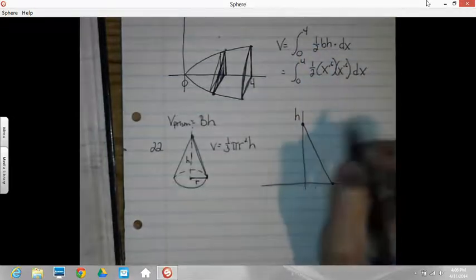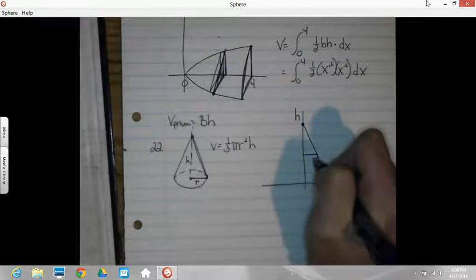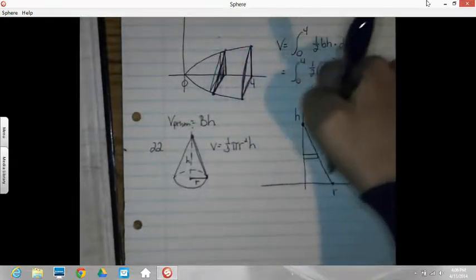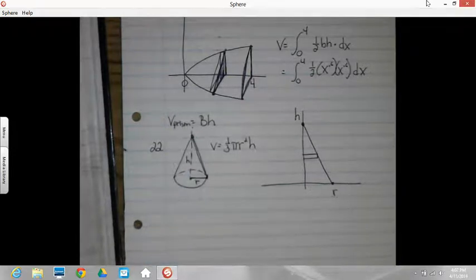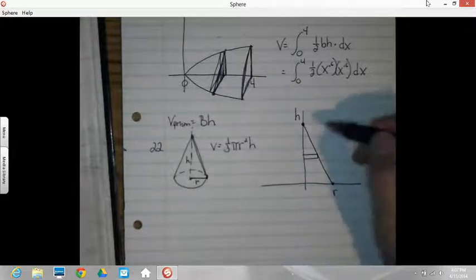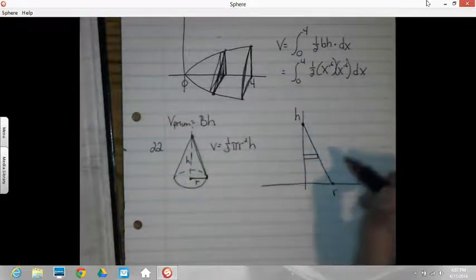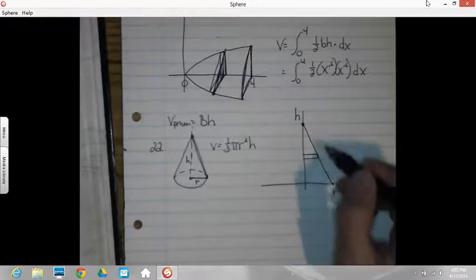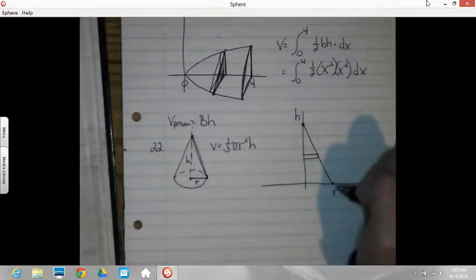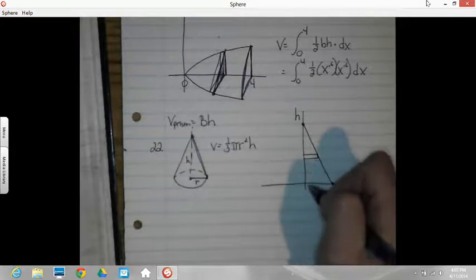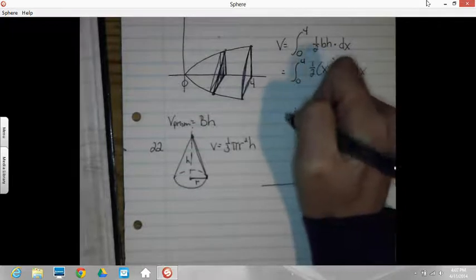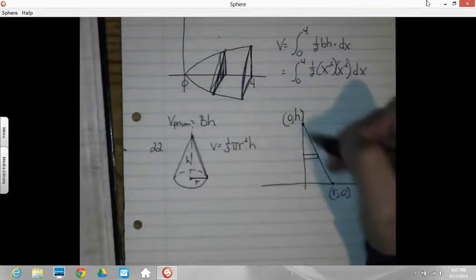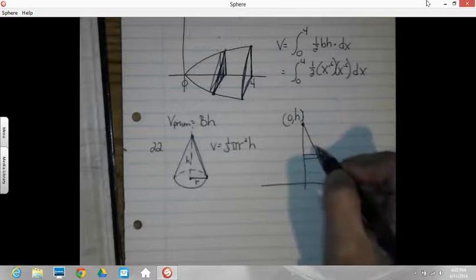So if I take this region and rotate it around the y-axis, it will create this cone here. What we need is the equation for this line, because that's what's going to give us the height of our rectangles. We're going to use the ordered pairs here. This ordered pair is r, 0. This one is 0 and up h. So if I use the two points, I can now write the equation of this line.